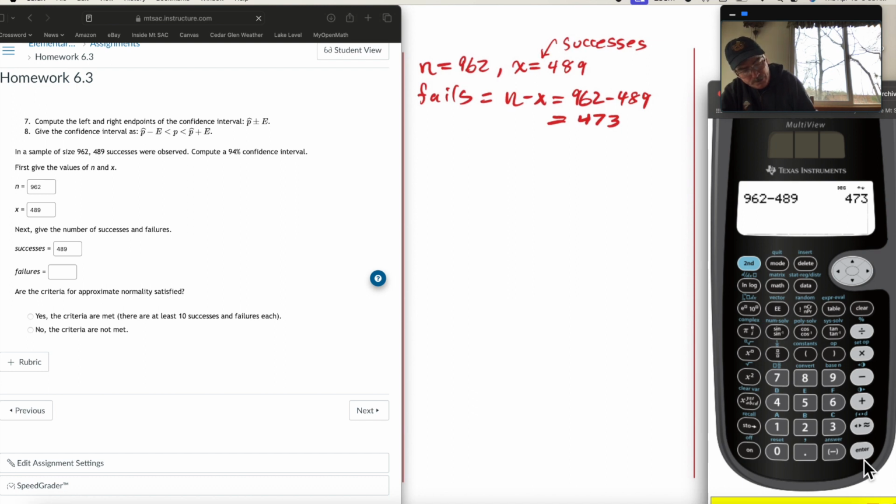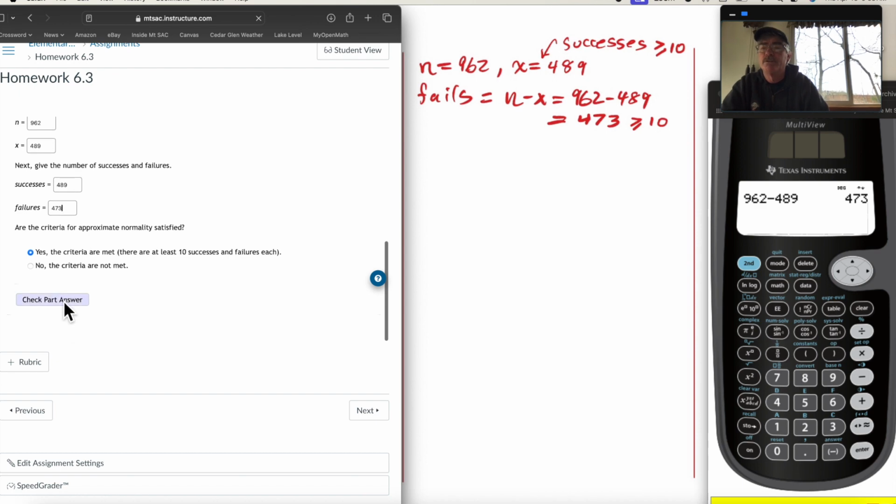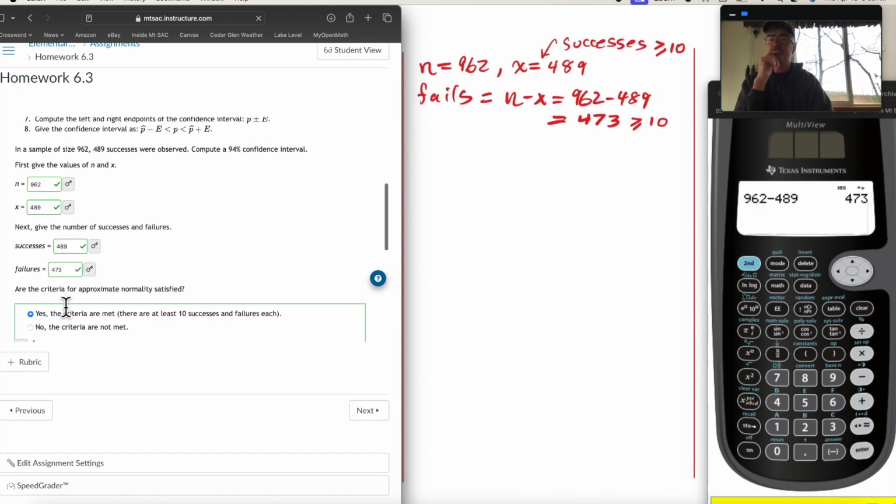Okay, so both of these need to be at least 10, and of course they're well above 10. So I'm going to be okay there with my check. Okay, so let's see here. The fails, 473. Okay, and because those are both bigger than 10, the criteria are met, at least 10 successes and 10 failures each. So go with that. Should be okay so far.